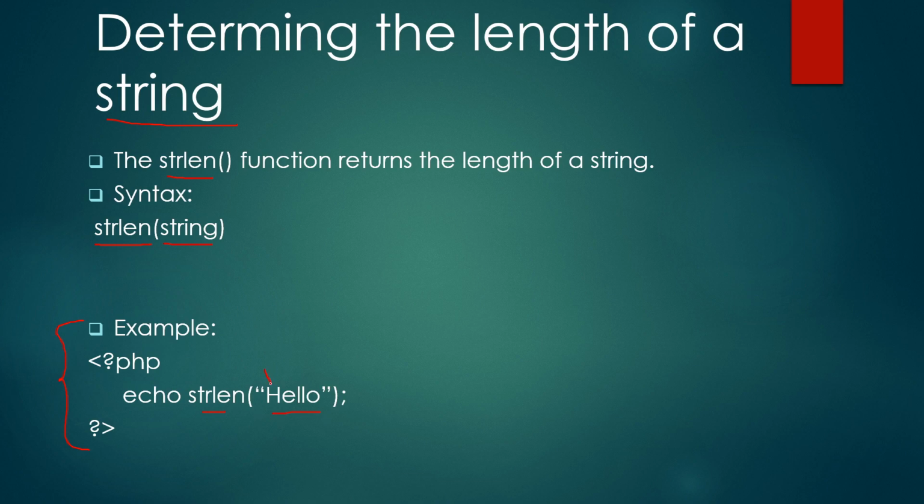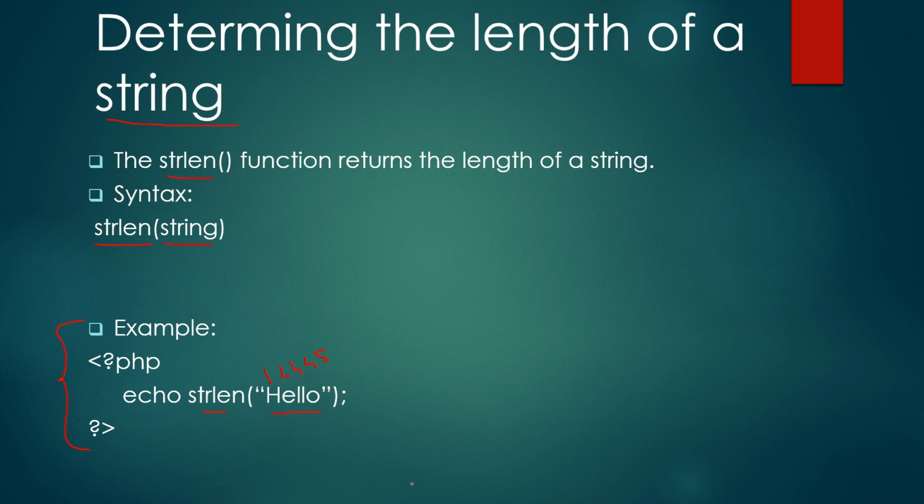H is 1, E means 2, L means 3. We have one more L, 4. It's the fourth character, and O is the fifth character. So the length of the string is 5. So it will just echo out 5. I have just echoed out the string length.